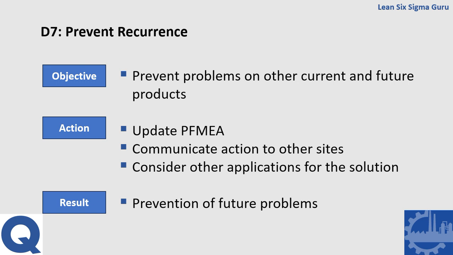Again, in summary, in preventing recurrence in D7, we prevent problems on other current and future products. We update FMEAs if we have them. We communicate actions to other sites. We consider the other applications that might benefit from the solution. We try to take the lessons learned to design and prevent those from occurring during the development cycle. The result should be a prevention of future problems across the board.